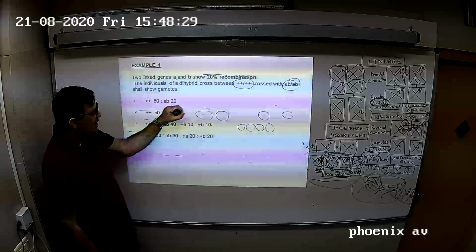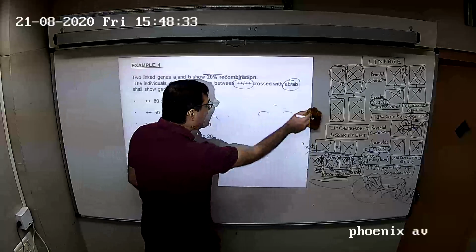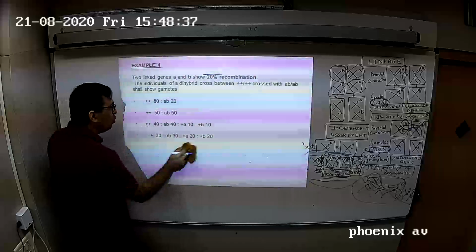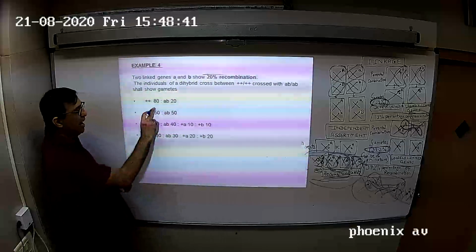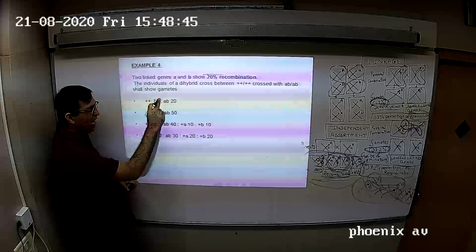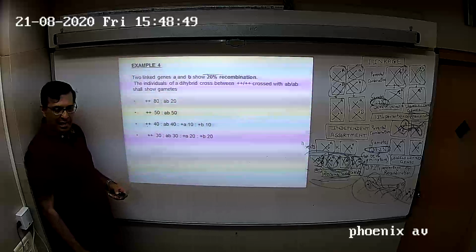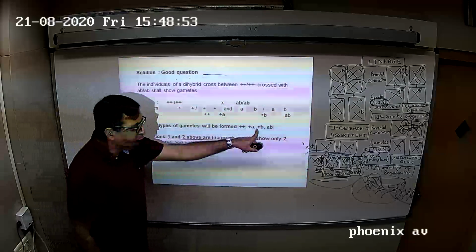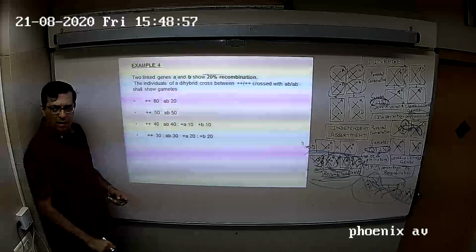Options 1 and 2 of the question are incorrect because they are showing only two types of gametes. तो ये दोनों incorrect है. And how many types of gametes are possible? All four. So 1 and 2 are not possible.